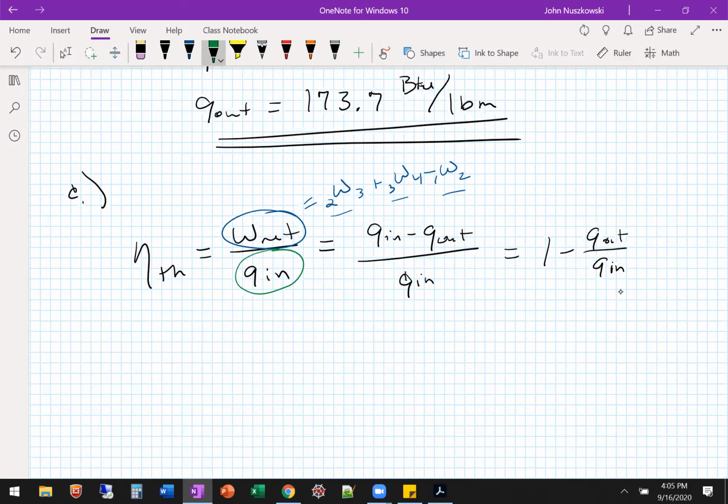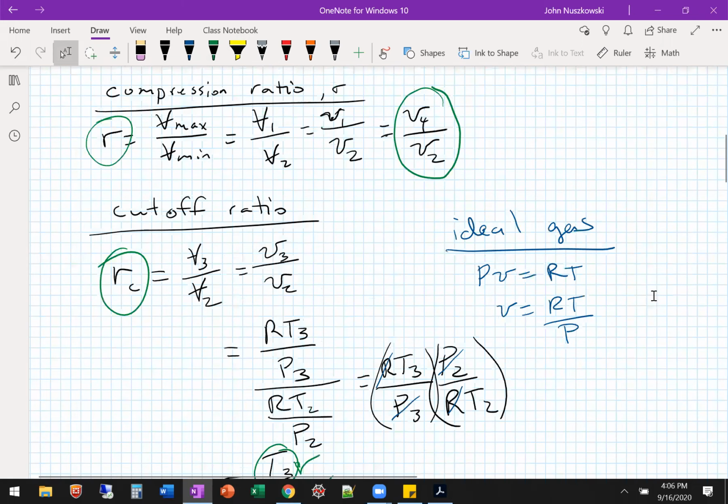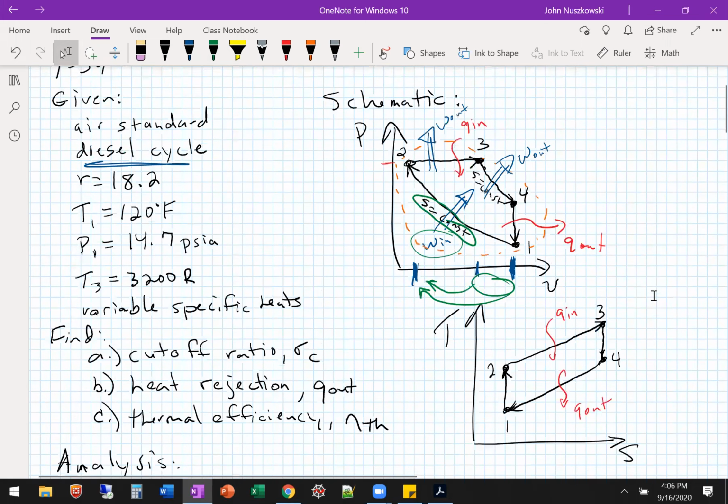So we used the COE on the whole cycle to get that those works would just be equal to Q in minus Q out. And then we just have Q out over Q in, and we already did the Q out because it asked us for it in part B. So now we need heat in. So what do we do for that? How do we get the heat in, or where do we start?